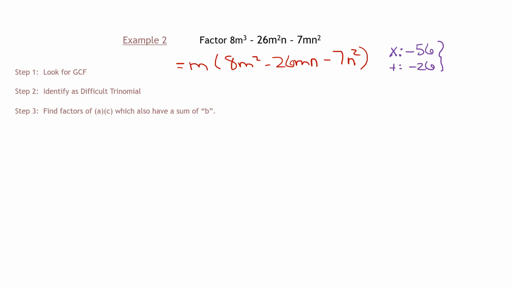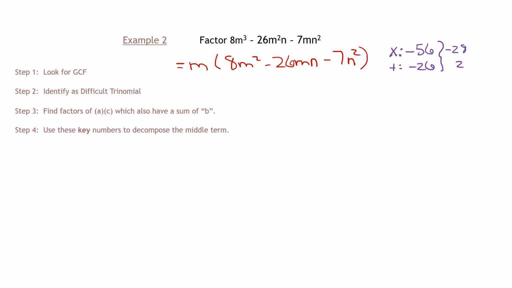So 56 divided by 2 is 28. So 28 and 2 are good contenders here. We need a negative 26 though, so one of these has to be a negative. It will have to be the 28. There's our two key numbers.